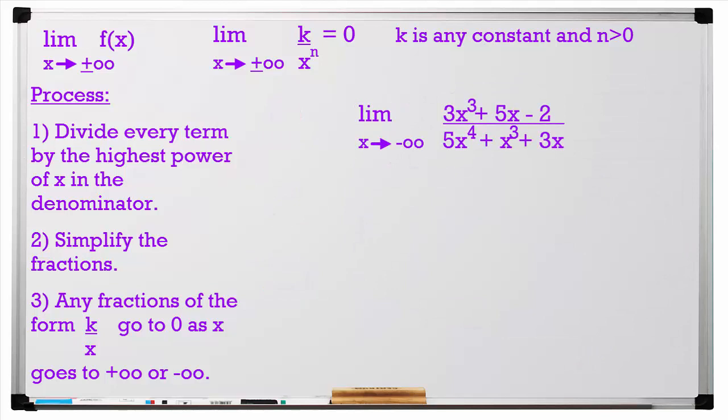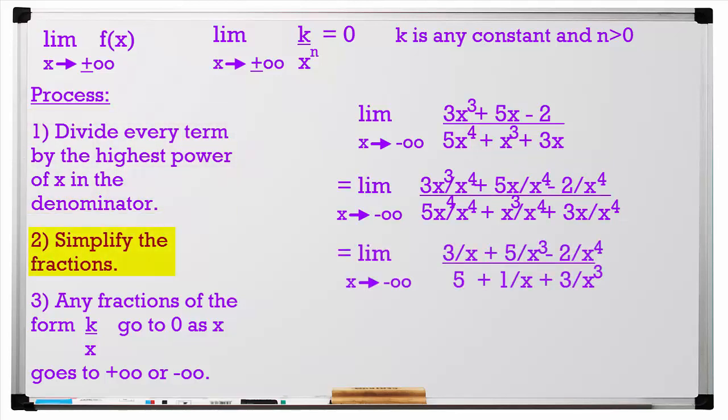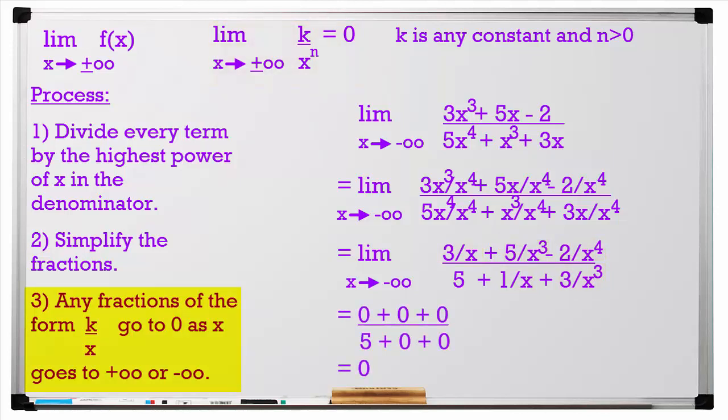Let's evaluate the limit of 3x cubed plus 5x minus 2, all divided by 5x to the fourth plus x cubed plus 3x as x goes to negative infinity. Again, we divide every term by the highest power of x in the denominator. Then we simplify, and all terms of the form k over x to the n go to 0 as x goes to negative infinity. So we get 0 over 5, which equals 0.